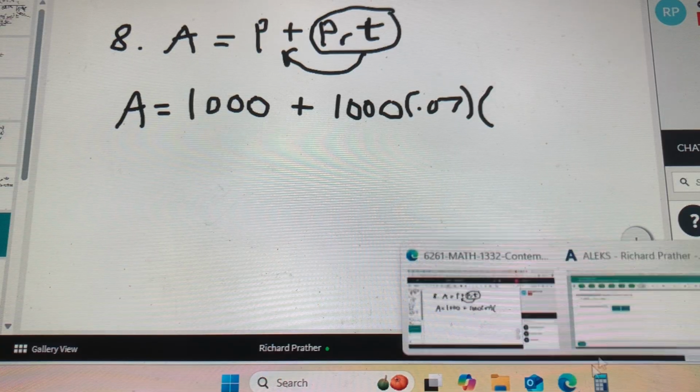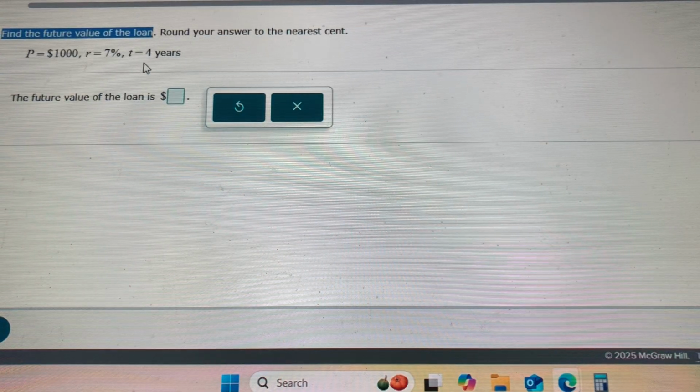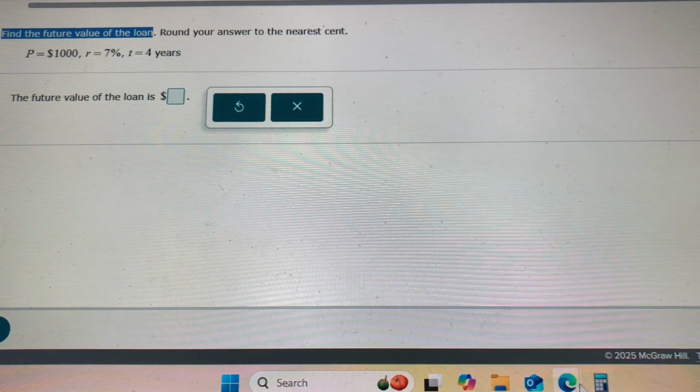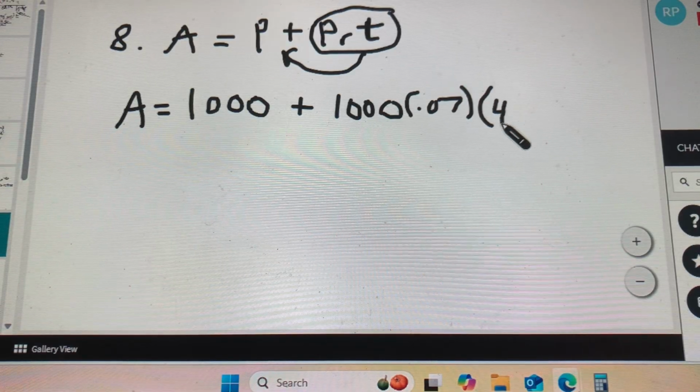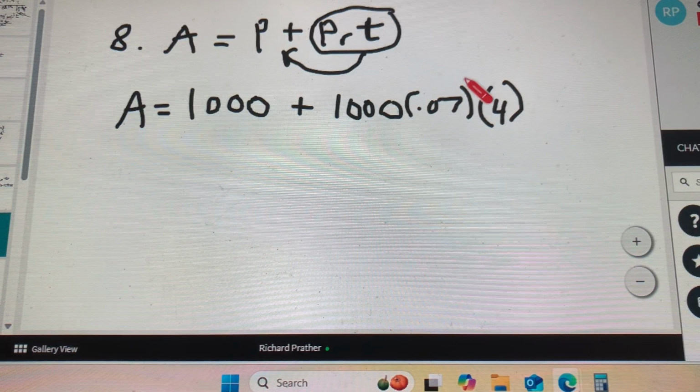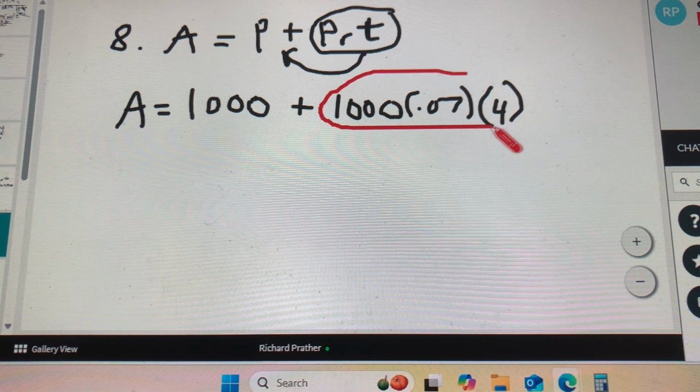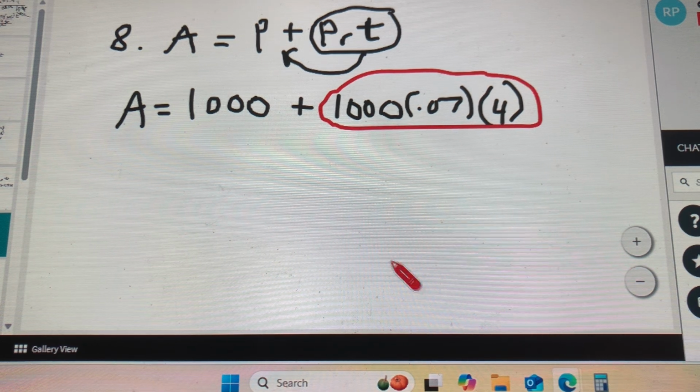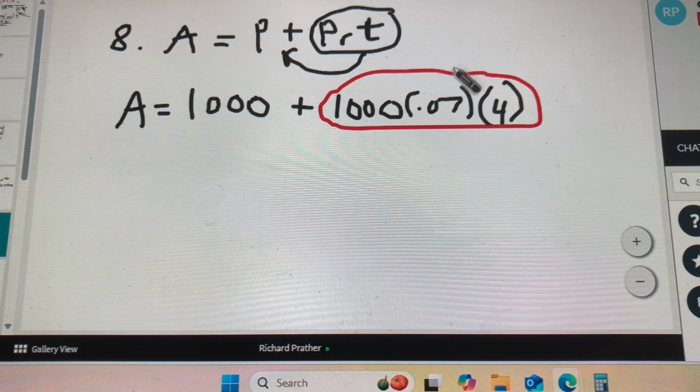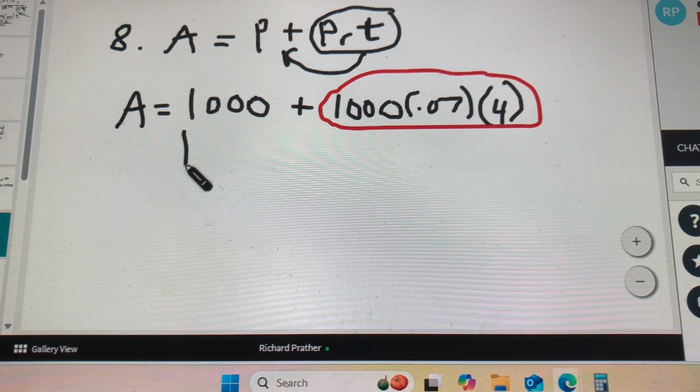And they're still doing years. I'm assuming they're going to do something other than years soon, but maybe not. 4 years. So you can multiply all this together because there's no variable there. And that's what the first 2 problems were like in the beginning of this homework. The first 2 problems and even number 7 were like that.